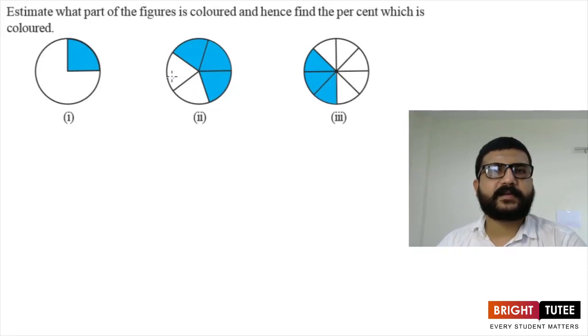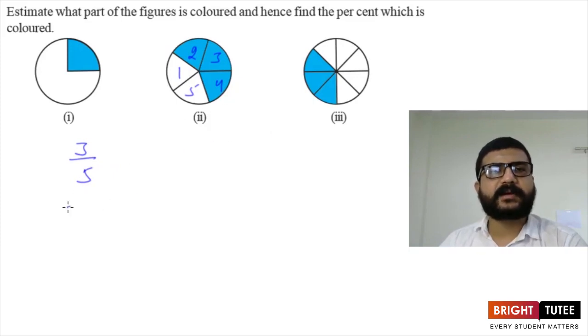Now let's see the next one. So this circle is divided into 1, 2, 3, 4, 5. It is divided into 5 parts. And how many of them are colored? 3 of them are colored. So what fraction of this circle is colored? It is 3 upon 5. So we can say 3 upon 5 of the circle is colored.